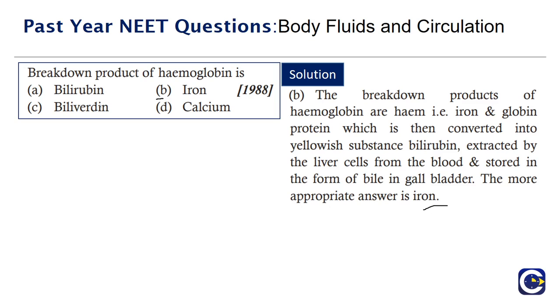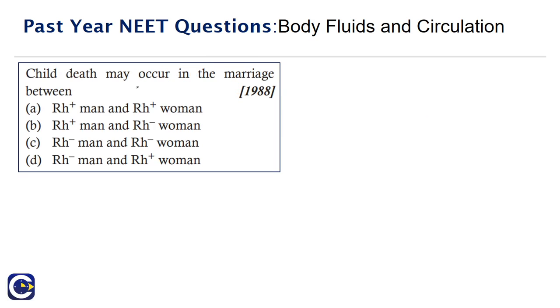So bilirubin and biliverdin are the breakdown products of RBC as such or blood as such. But when it comes specifically to hemoglobin, it's only iron that is taken back into the body in the spleen, and biliverdin and bilirubin are placed in the gallbladder. So the answer is iron.